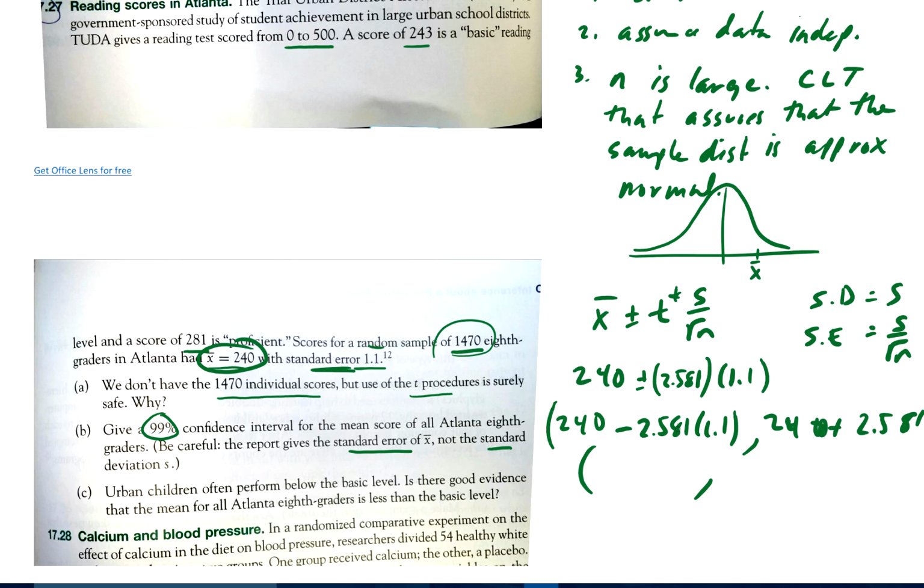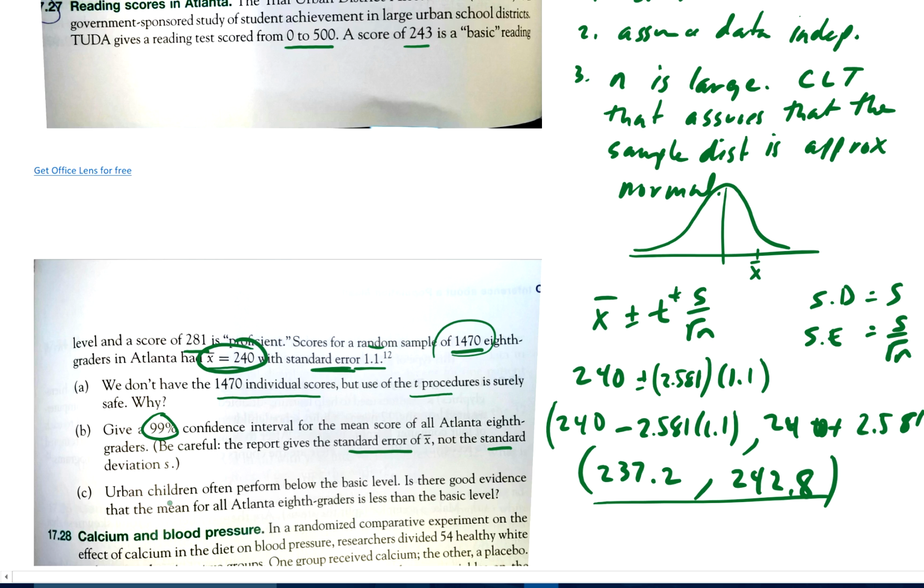Yeah, and I don't want to go back and redo the whole video, so I'm going to leave it at that. So 240 minus 2.581 times 1.1 is 237.2, and 240 plus 2.581 times 1.1 is 242.8. So there's our confidence interval. Okay.